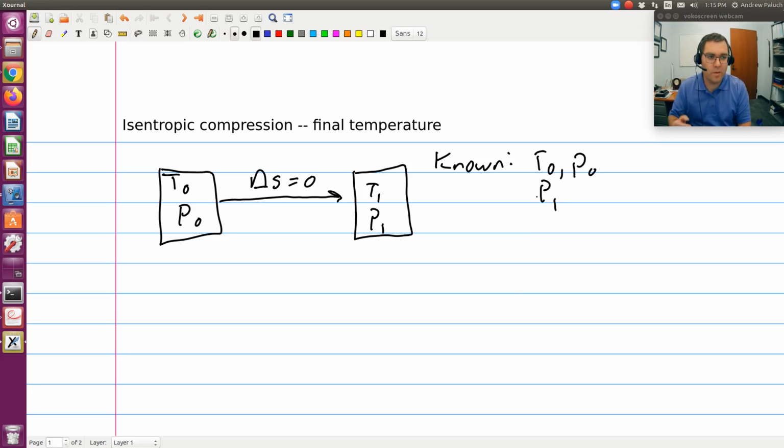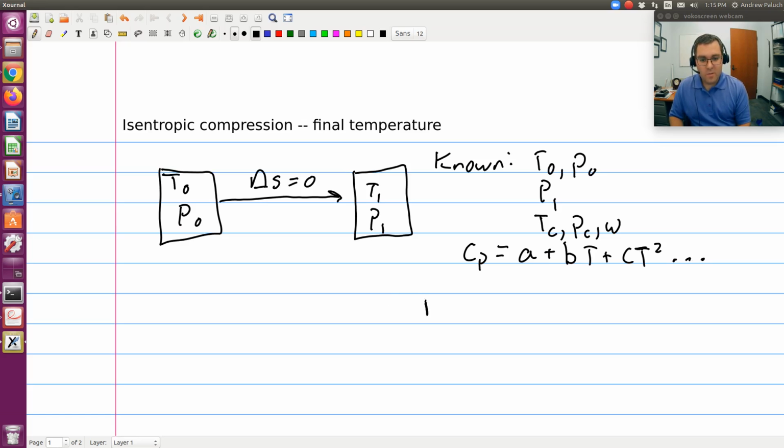Then for the second part of the problem, you're going to be asked to use the SRK equation of state, and so you're provided with TC, PC, and omega, the parameters for my SRK equation of state. Then we're also given a polynomial expression for CP. Just to write the first couple of terms, CP is equal to A plus BT plus CT squared, and so on and so forth. Knowing all of this, we are asked to compute T1.